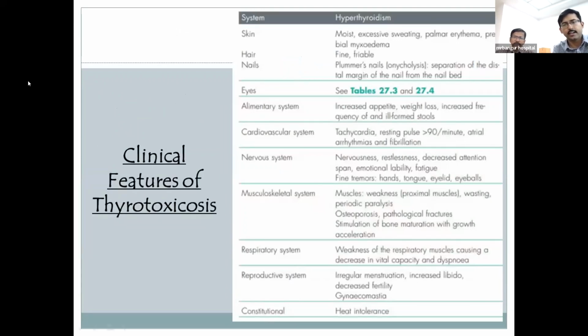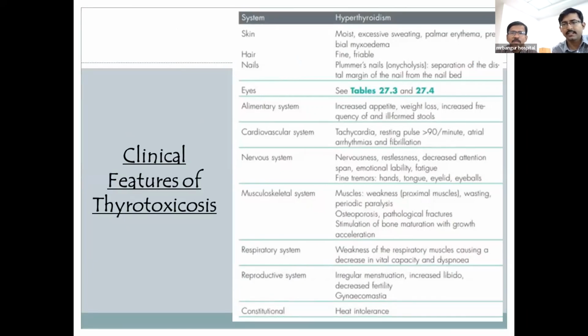Now, if we see that, basically thyroid, since we always know from physiology that the thyroid hormone has an effect on nearly all the systems of the body, and therefore the clinical features can also be seen all over the body. Now, the skin is usually moist, excessive sweating is there, and there's palmar erythema. Hair becomes fine and friable, and in the nails there is onycholysis, as in Plummer's nails.